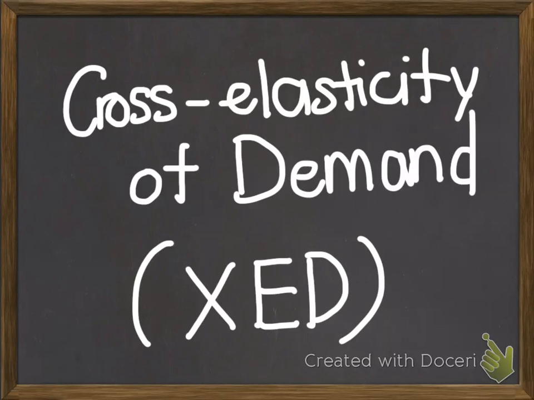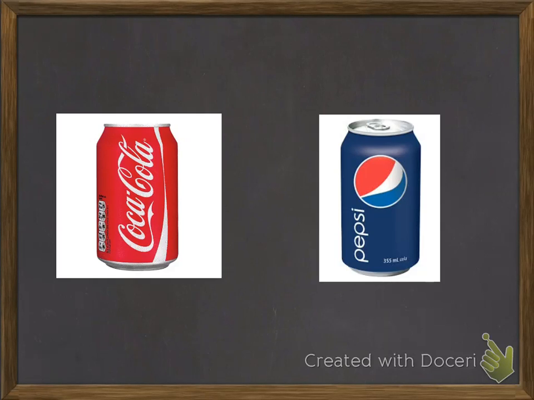Hello, today I'm going to talk about cross-elasticity of demand, which is also known as XED. What is cross-elasticity of demand? It is a measure of the responsiveness of the demand for one good to a change in the price of another good. Think about Coke and Pepsi.